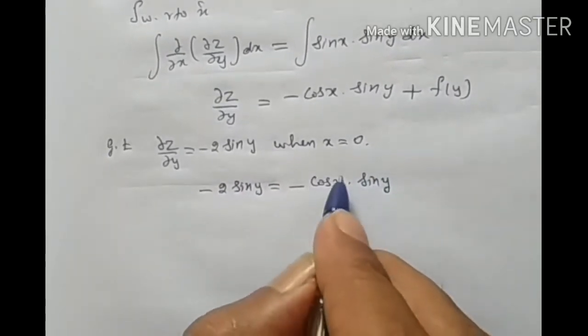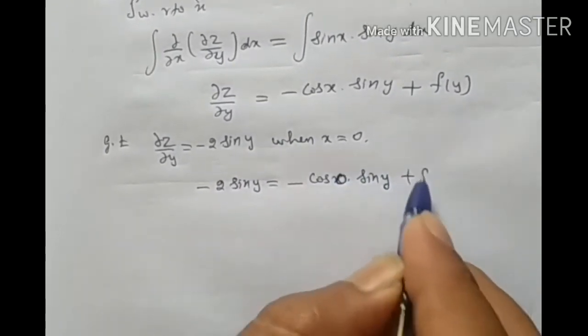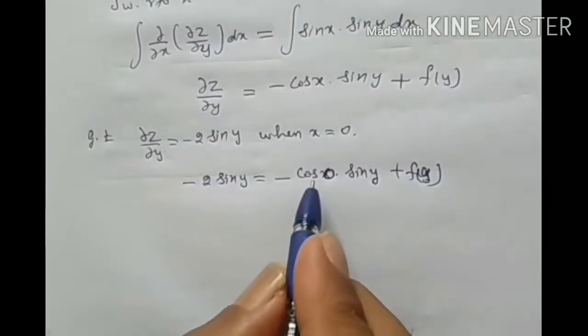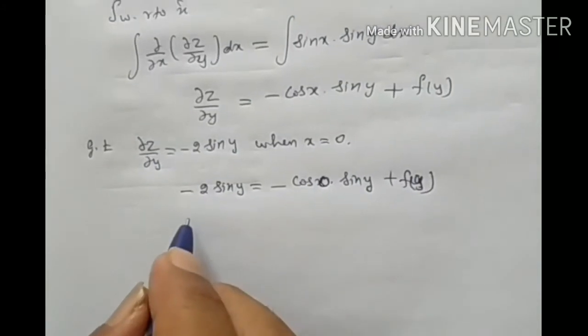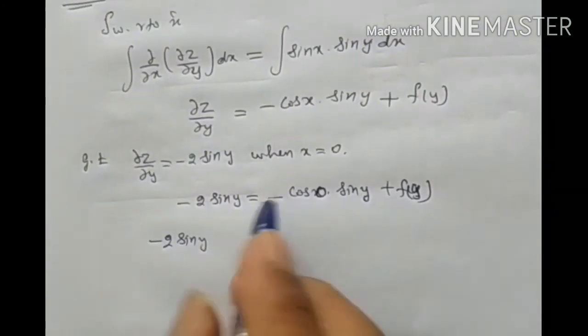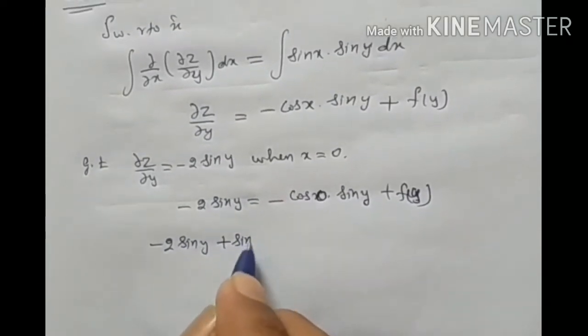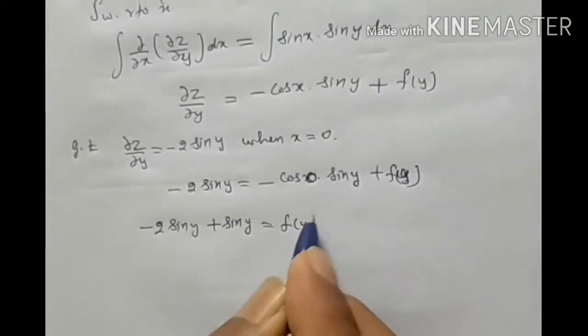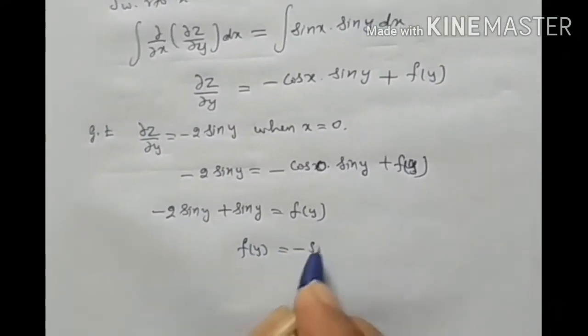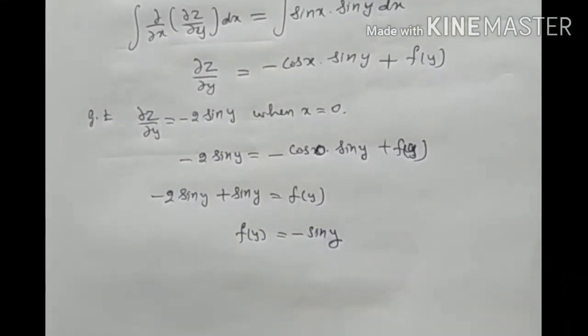X is 0, so cos 0 plus f of y. Cos 0 is 1. We write it minus 2 sin y. This sin y, bring it to the left-hand side. It becomes plus sin y equal to f of y. So f of y we can write as minus sin y.